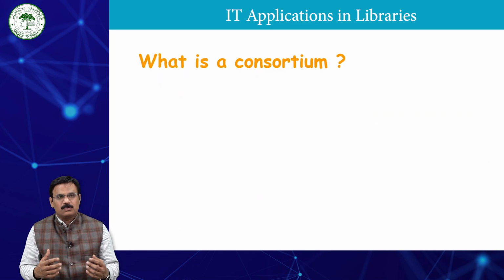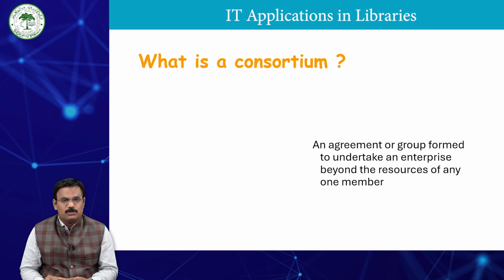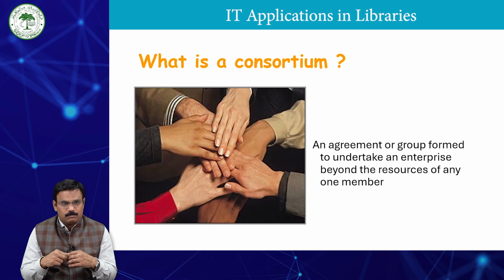Now let us discuss what is a consortium. Consortium is an agreement or group formed to undertake an enterprise beyond the resources of any one member. So it's an agreement or group that has been created to undertake an enterprise beyond the resources of any one member. Consortia means it's an agreement.